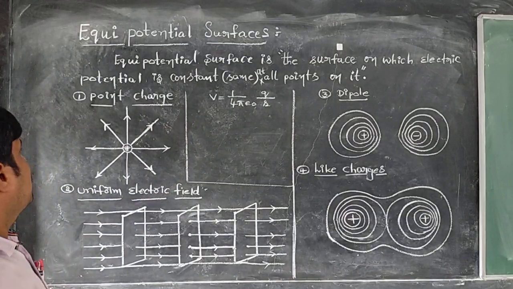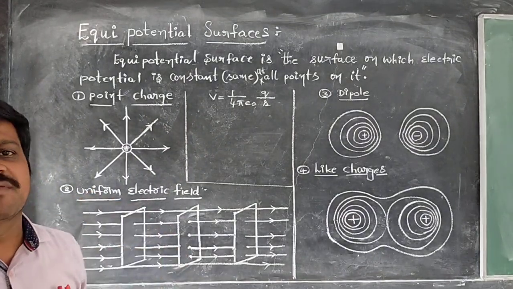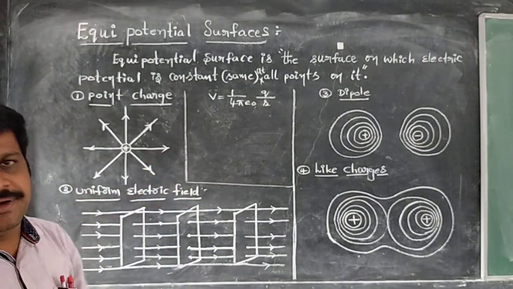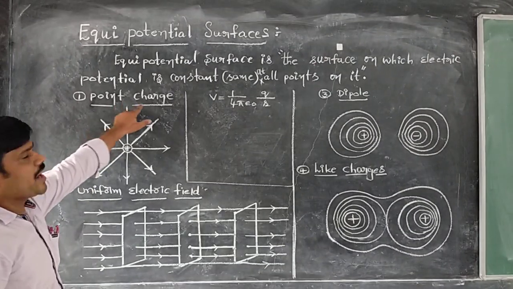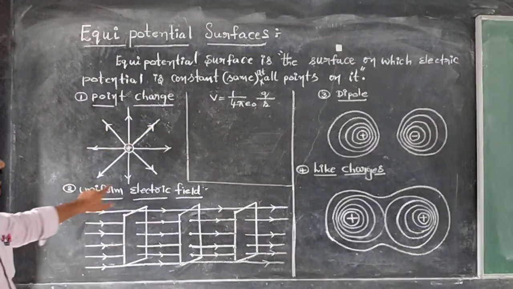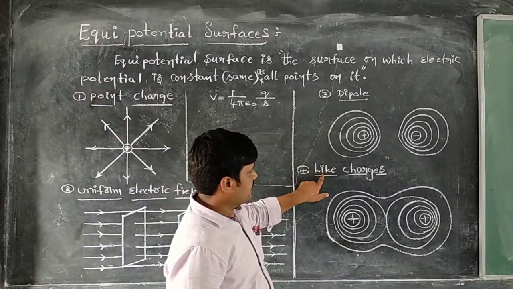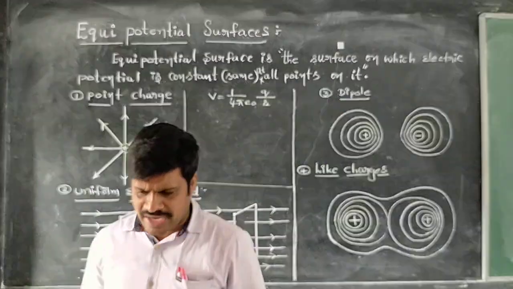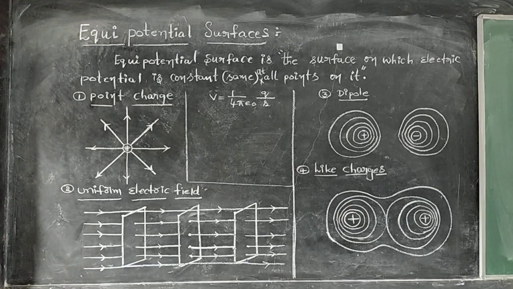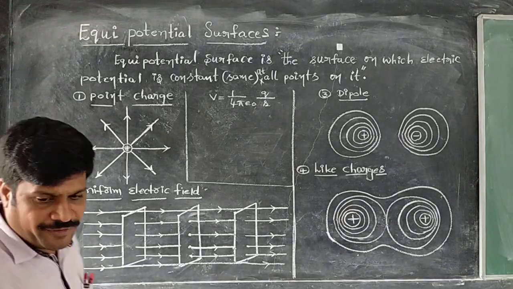Now we will see how to draw the equipotential surface in different cases: in case of a point charge, in case of a uniform electric field, in case of a dipole, and in case of like charges. How to draw in these cases? Let me see.